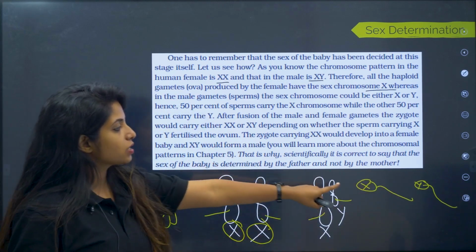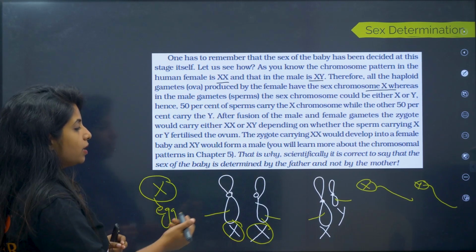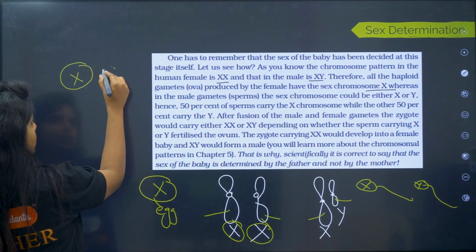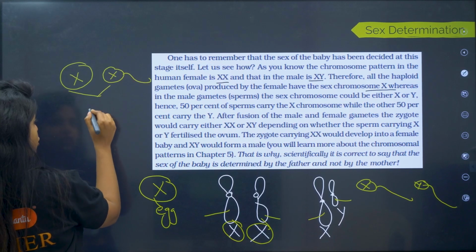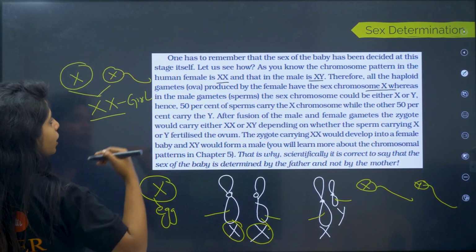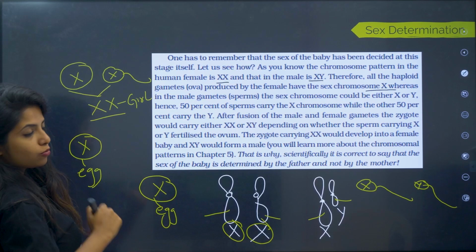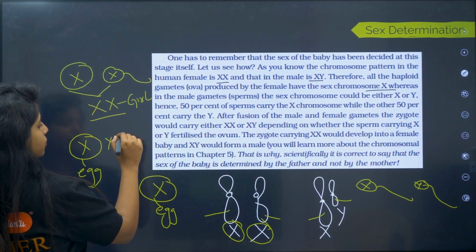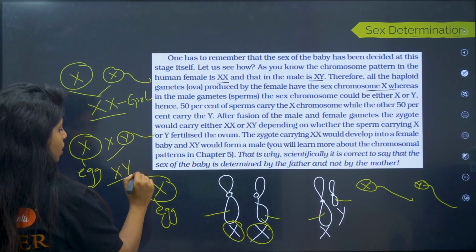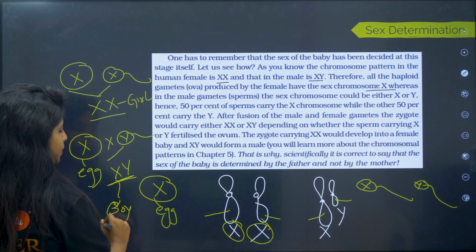Now suppose the X sperm came and the egg obviously has an X chromosome. Both of them fuse. What will happen? The child will be XX. So if the egg has X and the sperm also has X, the child when it fuses will have XX. That means the child will be a girl child. On the other hand, the female again has just one option to give out, X chromosome. But if the sperm has a Y chromosome, when both of them fuse, what do you get? X and Y. Now X and Y is the chromosomal structure for what? Men, boys. So this child will be a boy.